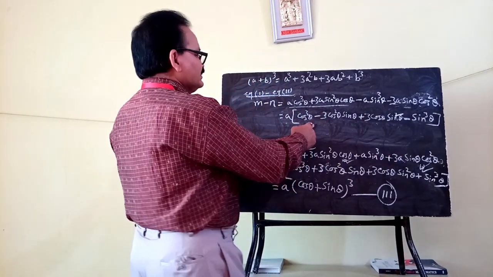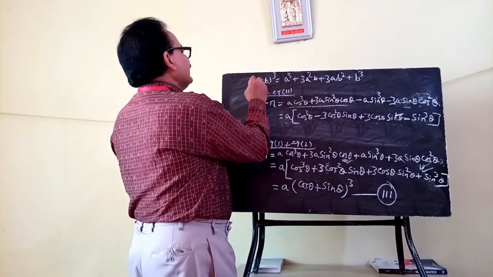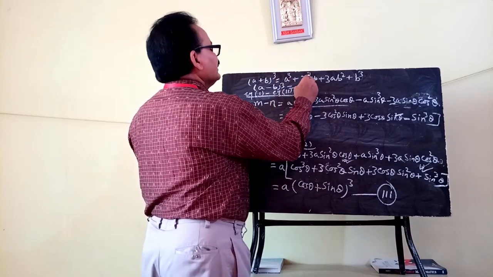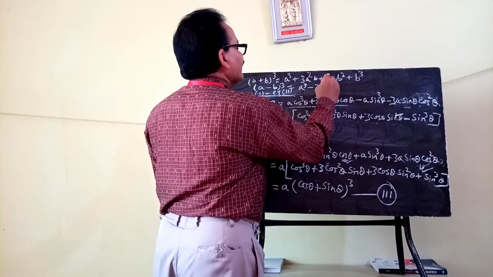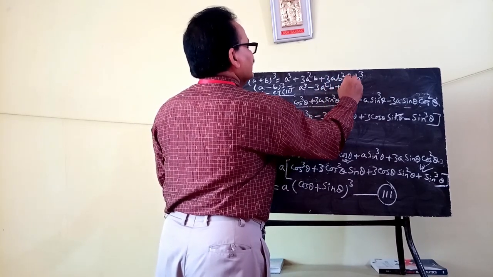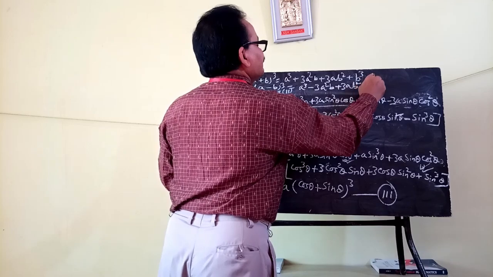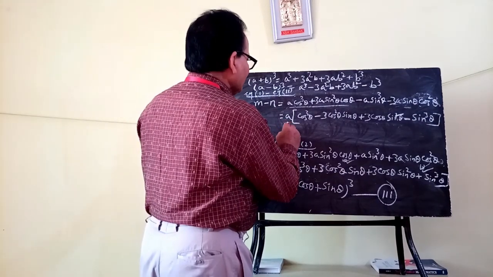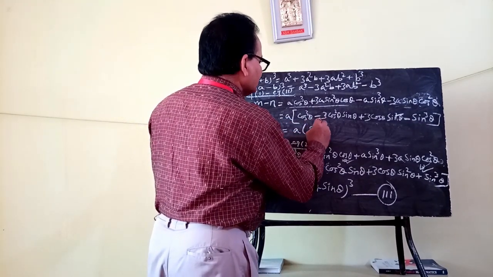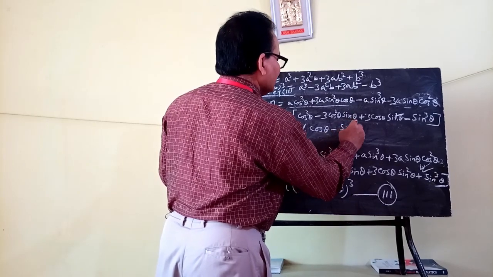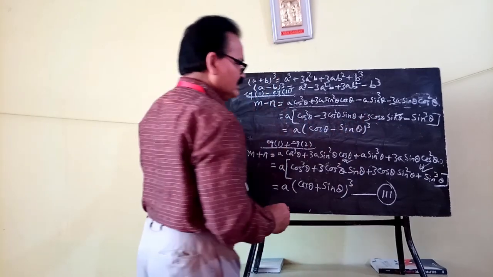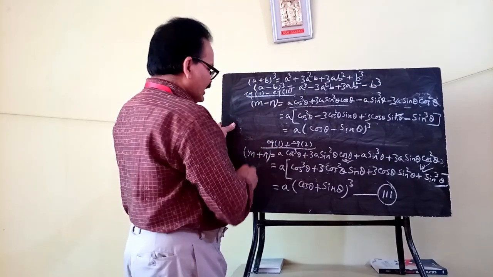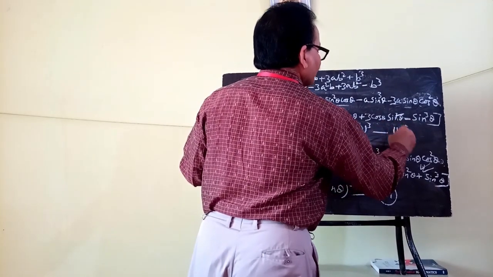If you observe, there is a formula of a minus b whole cube. That is a cube minus 3a square b plus 3ab square minus b cube. In this equation, this has been established. So this can be written as a into cos theta minus sin theta whole cube. Okay. So you have got the value of m minus n as well as the value of m plus n. So this is your equation 4.